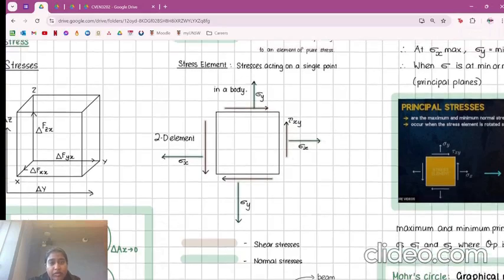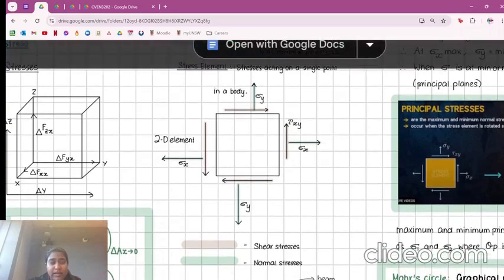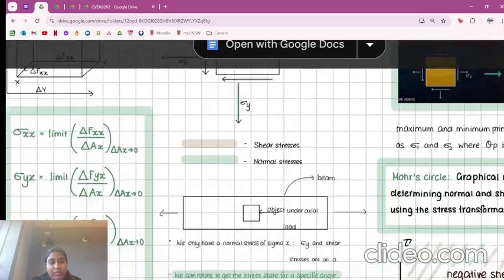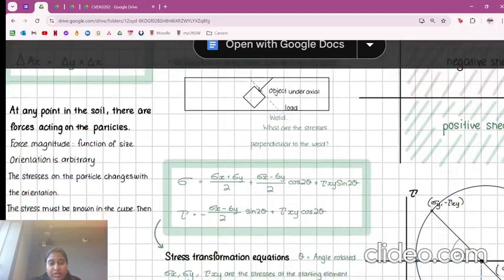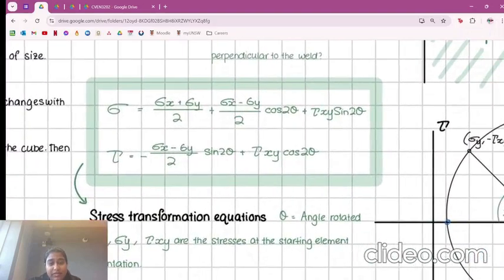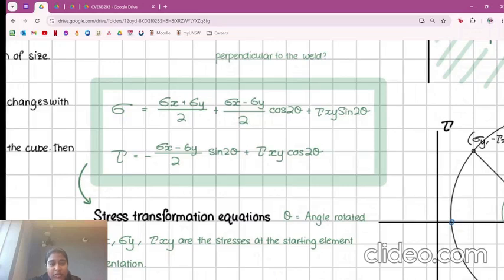The whole point of Mohr circle is that this stress element here can be orientated in an infinite number of directions, right? And for every different orientation, the value of the shear stress and the normal stress is going to change. You can use formulas called the stress transformation equations, which I've written down there, where they use the shear stress and the normal stress as well as the angle of rotation to determine the exact value of the normal stress and the shear stress at that point.